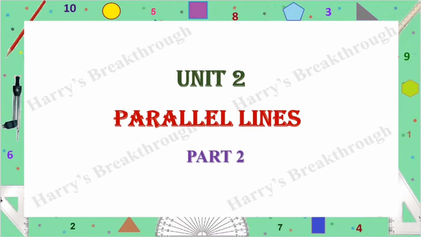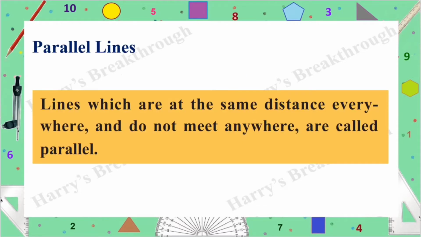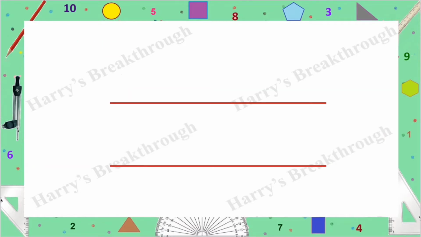So we know what parallel lines are. Lines which are at the same distance everywhere and do not meet anywhere are called parallel lines. So how do we know if two lines are parallel? How can we check that?